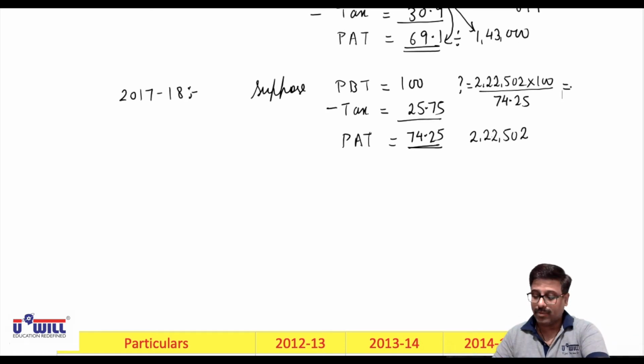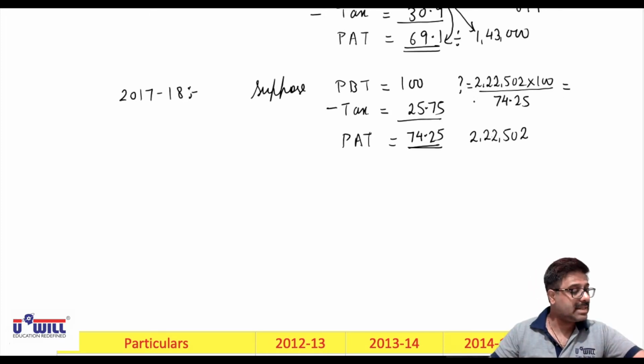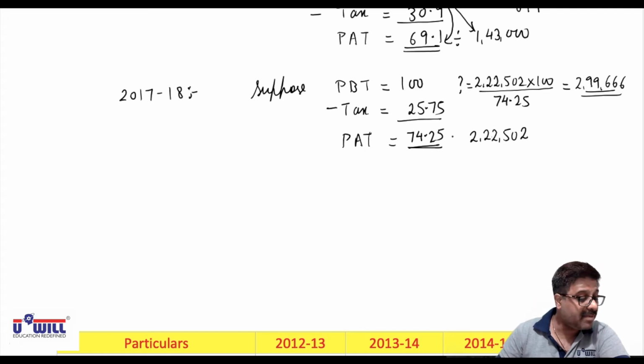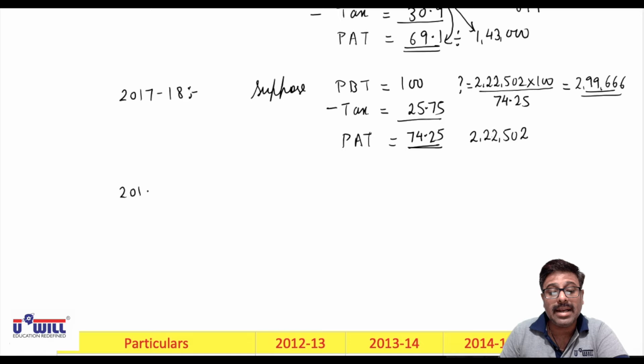Okay, 222,502 into 100 divided by 74.25, that is 299,666. That is 299,665.59, rounded off to 299,666. And in the same way for 2018 and 19, all of you check whether you get it correct or not.